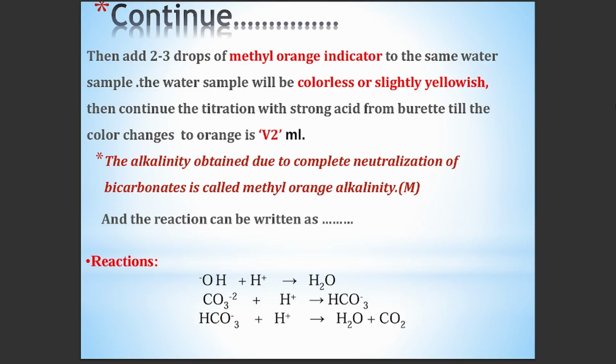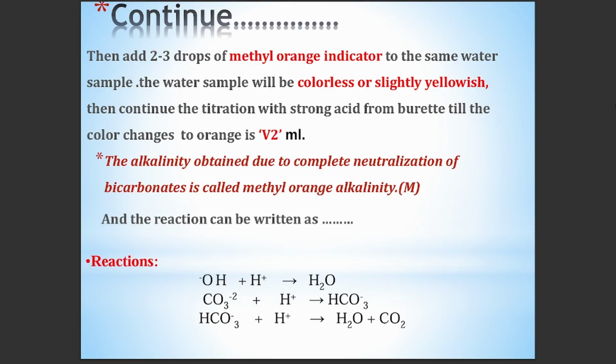The alkalinity obtained due to the complete neutralization of bicarbonates, whose neutralization is indicated by the methyl orange indicator, is known as methyl orange alkalinity. Reactions are given here, my friends. In the first, V1 ml of acid corresponds to complete neutralization of hydroxide and half neutralization of carbonate ions, as shown in the reaction.